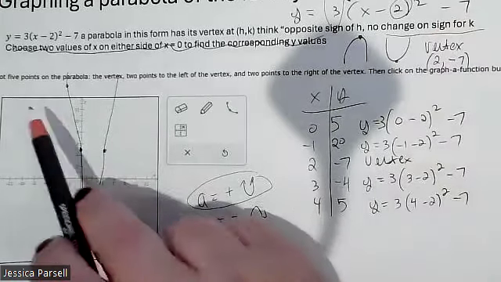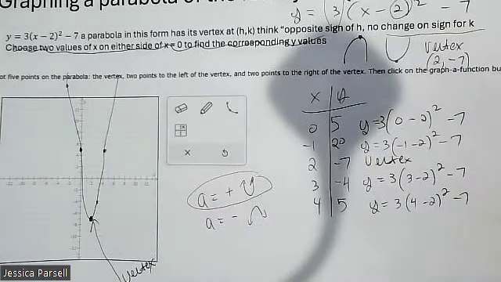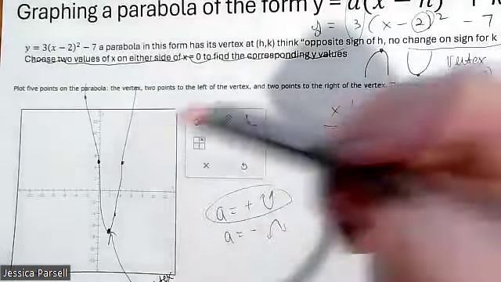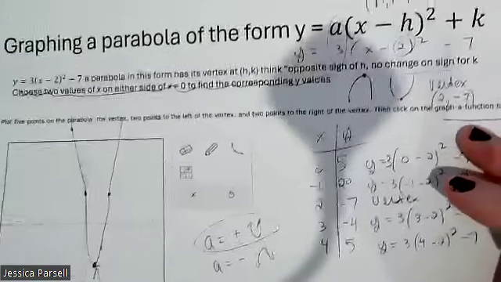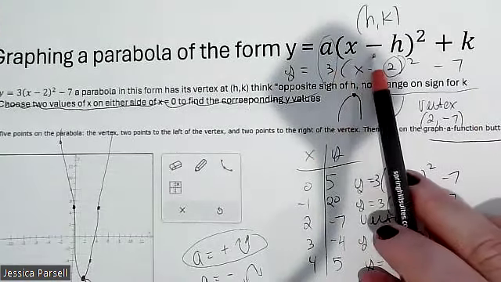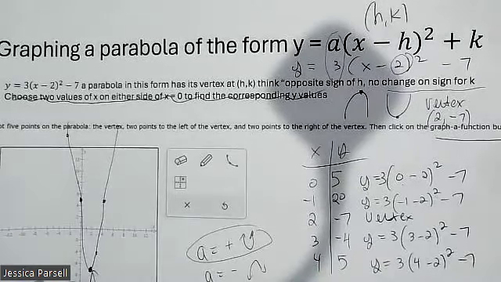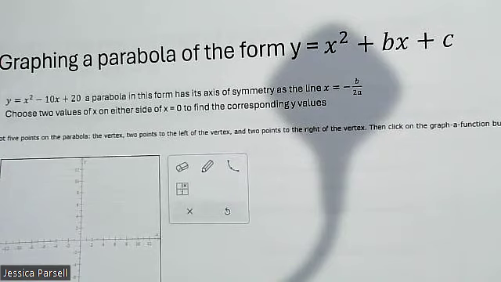But hopefully you can find 5 points on your parabola, and then there's going to be something called a graph a function button that you can click on. And if it's right, it'll put a parabola right through all your points. So that's how to deal with one written in HK format. Let's take a look at another one that's maybe written in one last way.